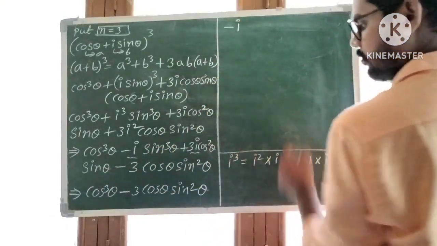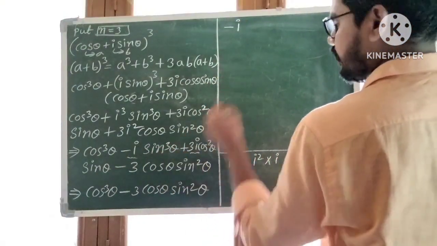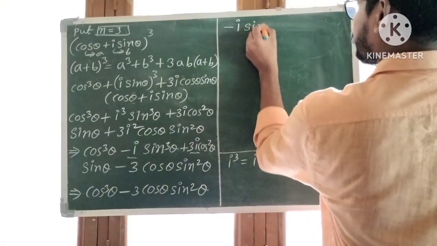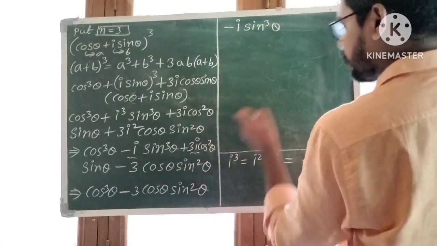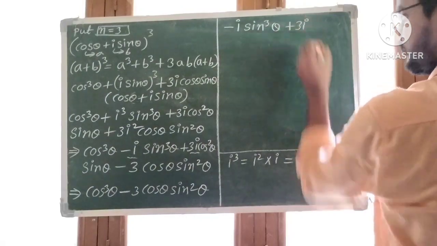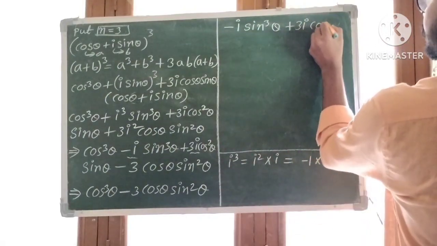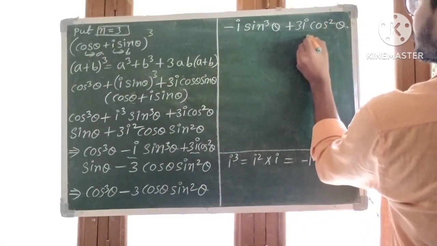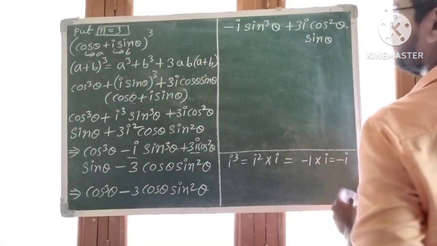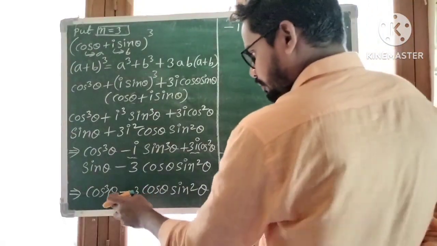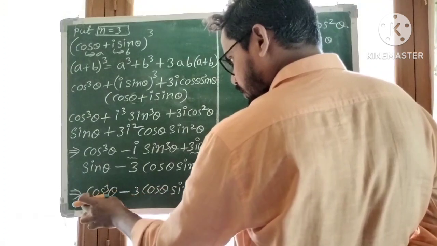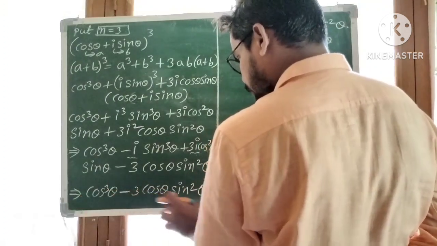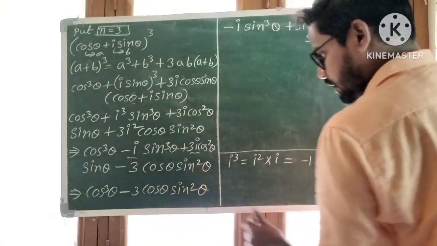So next, cos cube theta minus 3 cos theta sin square theta, these two are real parts, and these two are imaginary parts: minus i sin cube theta, plus 3i cos square theta sin theta. In the first two terms we have cosine function and sine function. Let us convert this sine function into cosine function.